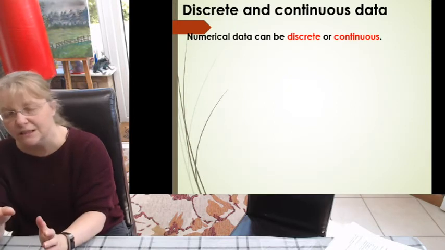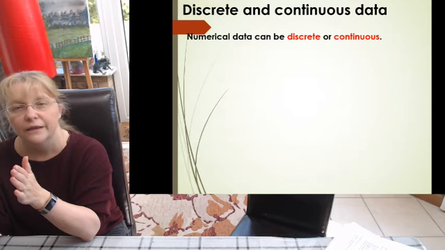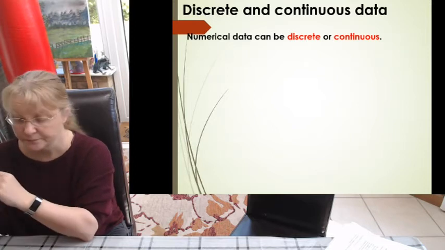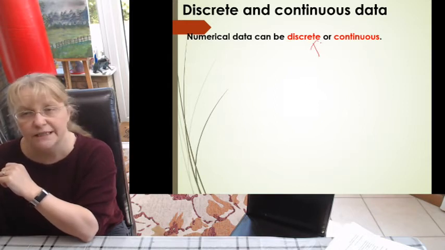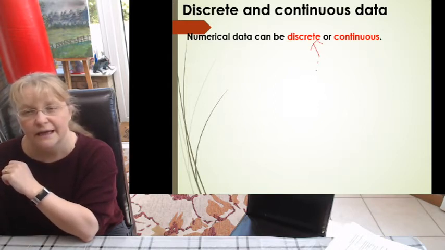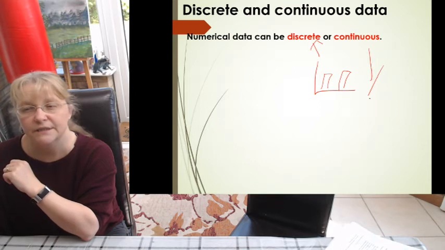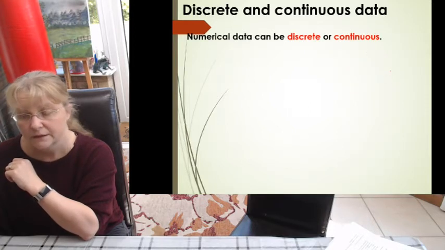Now, just to give a little bit more confusion, when we're talking about quantitative, this can be split into discrete data or continuous data. Okay, now to give you an example, discrete data is usually shown in bar charts. I'll explain why later. Whereas continuous data is usually shown in frequency charts, which again we will talk about later.